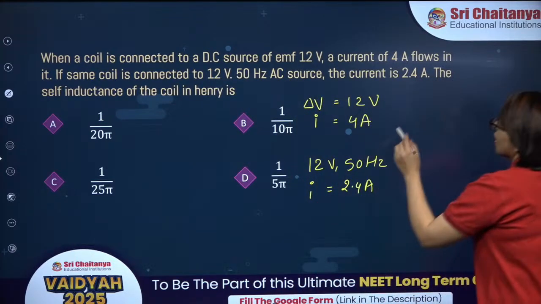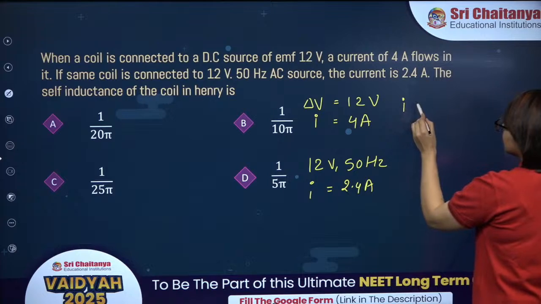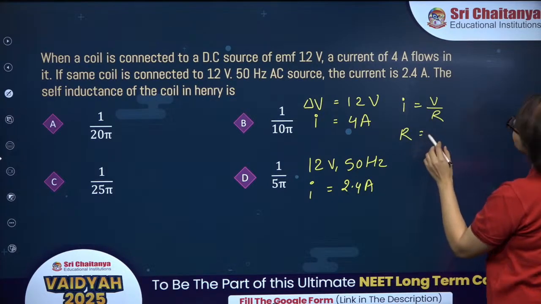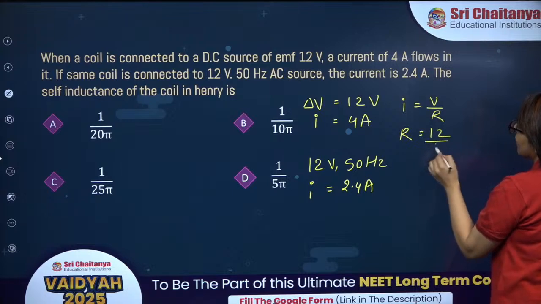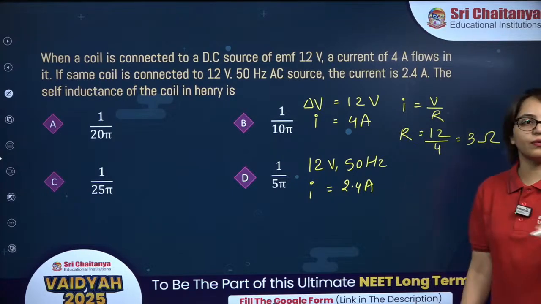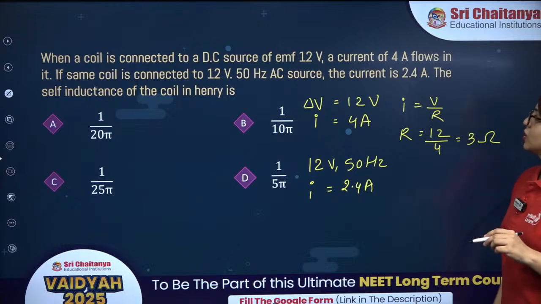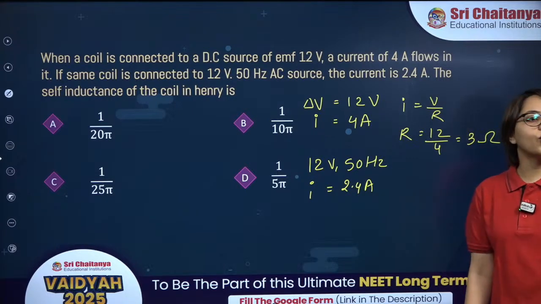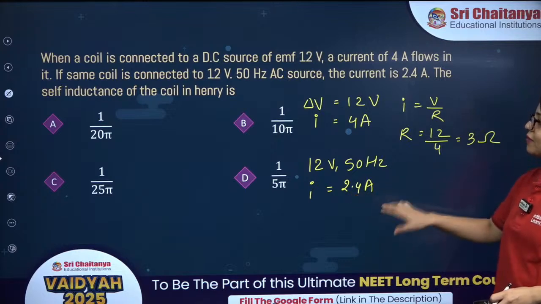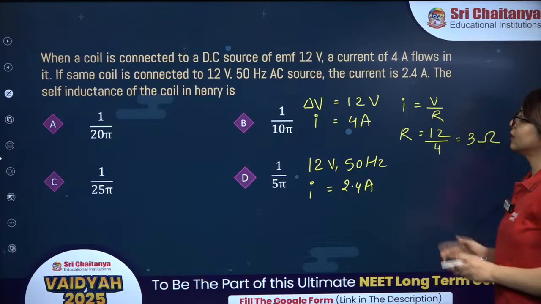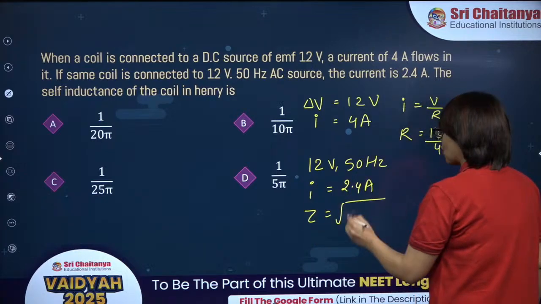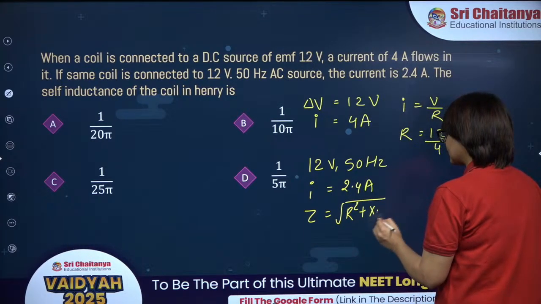Initially, I is V by R. So V upon I is equal to resistance, which is 12 by 4, that is 3 ohms. So we have resistance from the first information. Now in the second information, if you are including the coil as well, you will have XL. So the total impedance will be the square root of R square plus XL square.